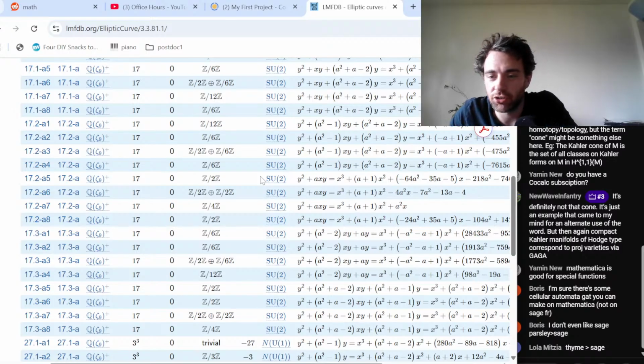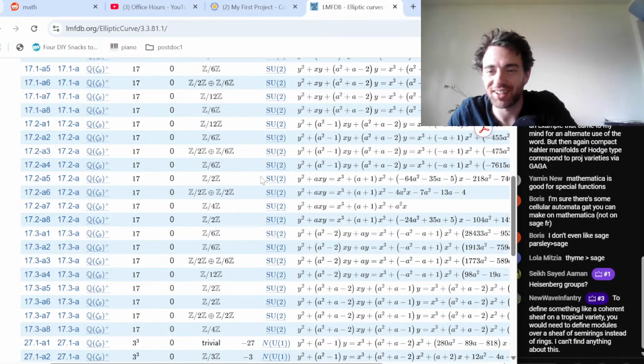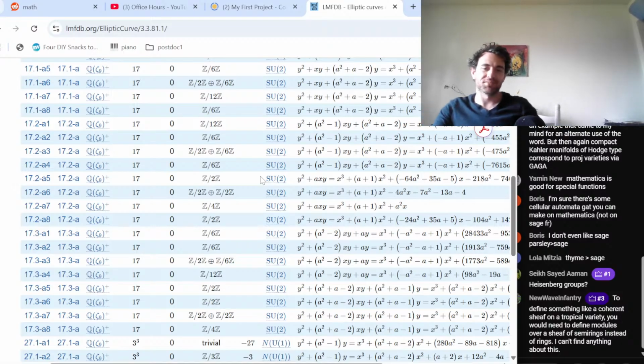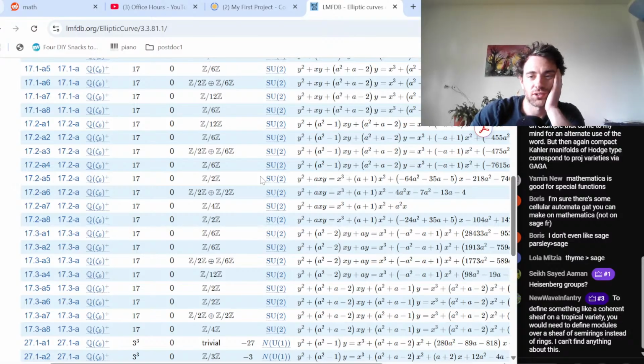You sure there's some cellular automata GAT you can make in Mathematica? Okay, well, I'll have to consider that. You don't even like Sage? Parsley better than Sage? Yeah, I don't know. I don't think I really use either of those in my cooking. And then thyme better than Sage, yeah. Is the superiority ordering on herbs totally ordered? Is it a complete order or not?